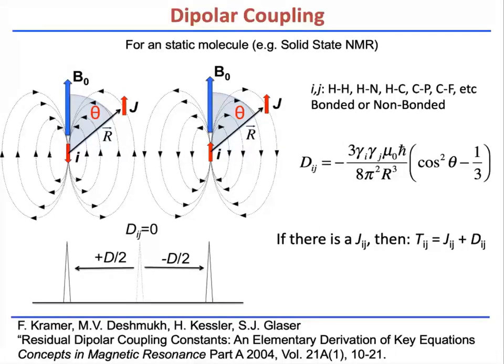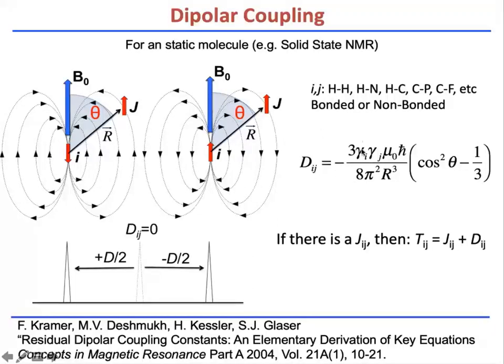The dipolar coupling is a direct interaction between the magnetic moments of a couple of spins, I and J. Here you have the terms that add and subtract, and that interaction can be between any magnetically active nuclei, for example, proton-proton, proton-nitrogen, proton-carbon, carbon-phosphorus, carbon-fluorine, and they can be bonded or non-bonded.